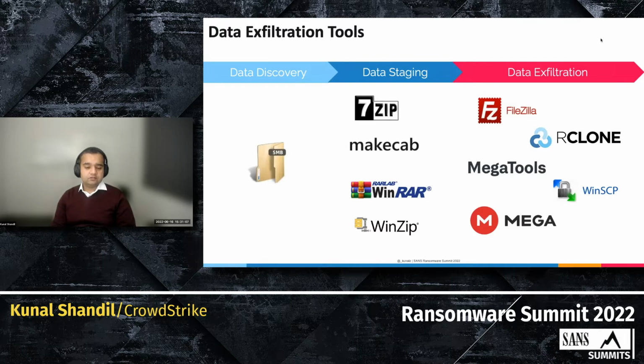Once they have achieved success in phase 2, data staging, the threat actor will use multiple different third-party tools to exfiltrate the data out of the environment. In this particular talk, we will be covering all of these tools, and we will be discussing the different disk artifacts or memory artifacts these tools create, which can be analyzed by blue teamers or incident responders. So let's first start with the first phase, the data discovery phase.